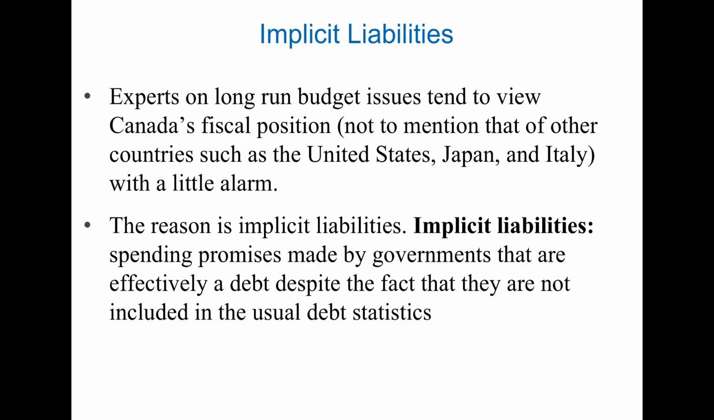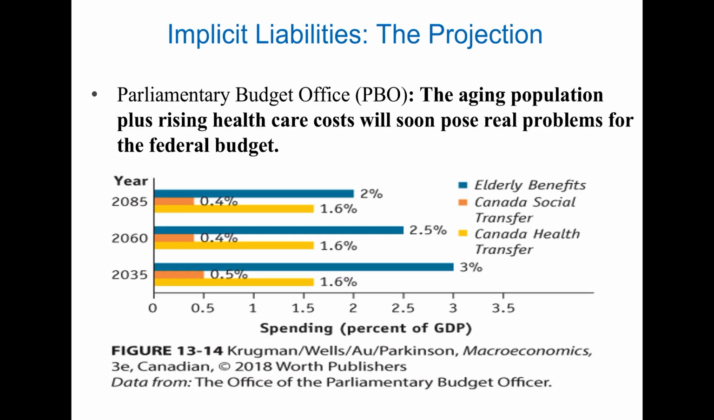In Canada, we have implicit liabilities. And what are implicit liabilities? Spending promises made by government that are effectively a debt, despite the fact they are not included in the usual debt statistics, like pensions and old age benefits. That cannot be denied. The Parliamentary Budget Office says the aging population plus rising healthcare costs will soon pose a real problem for the federal budget, and we see that these elderly benefits, Canada Social Transfers, and Canada Health Transfers are all increasing every year.